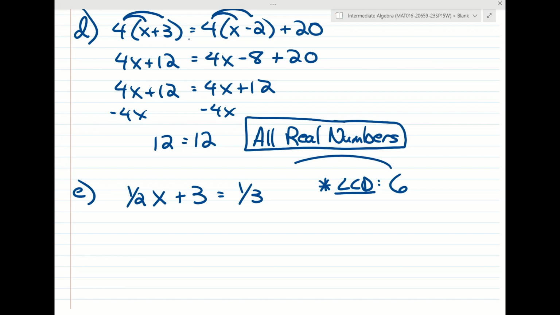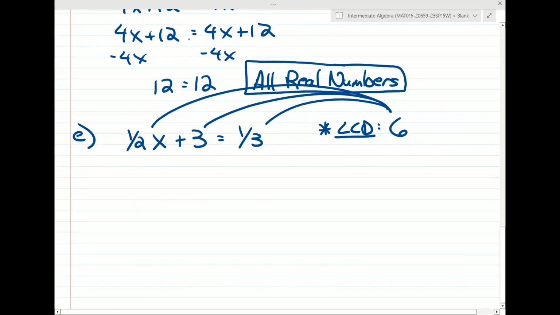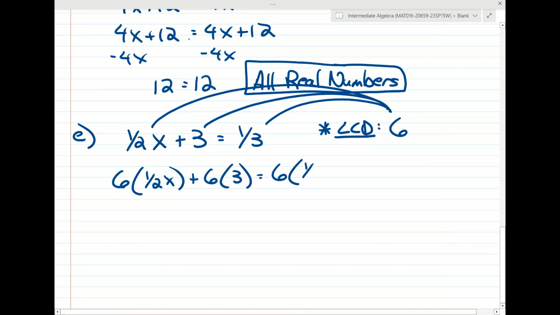If we multiply everything by 6, that's a little trick to get rid of all the fractions. It just makes things a little bit easier. So I'm going to write out all the steps. 6 times 1/2 x plus 6 times 3 is equal to 6 times 1/3.